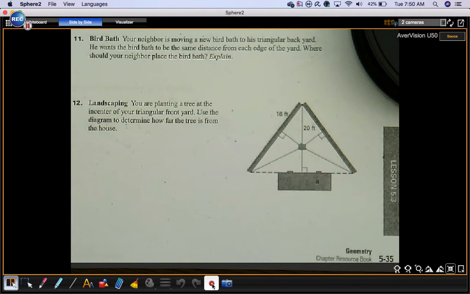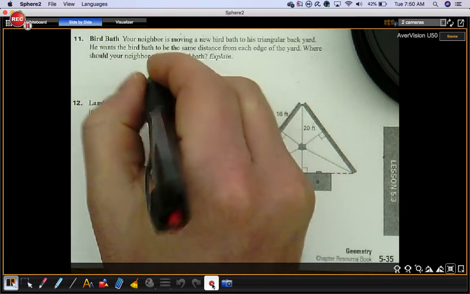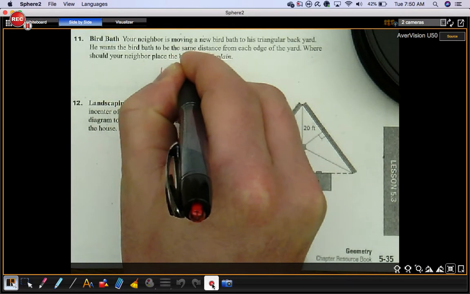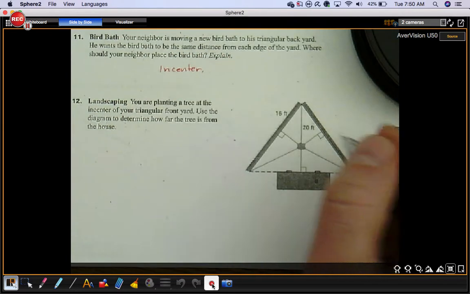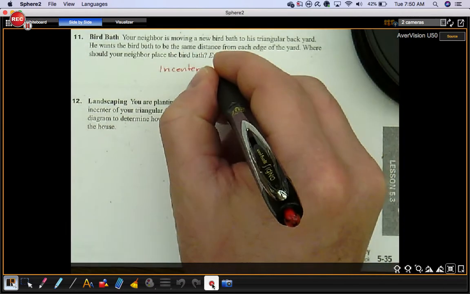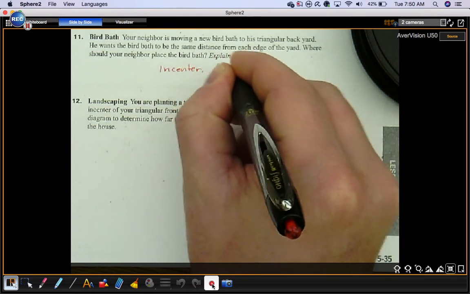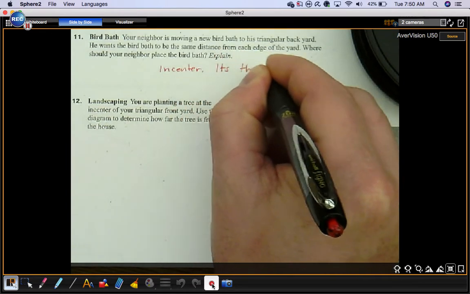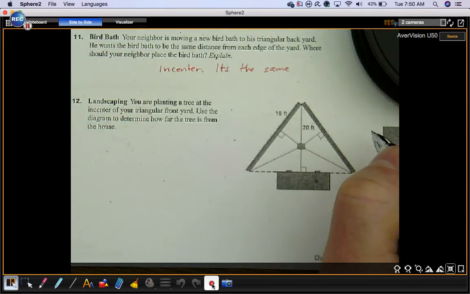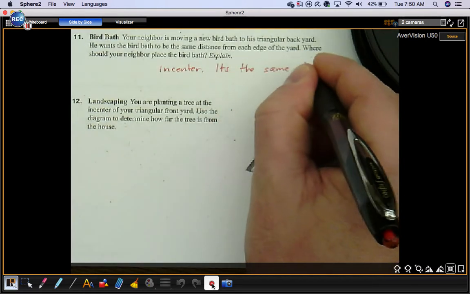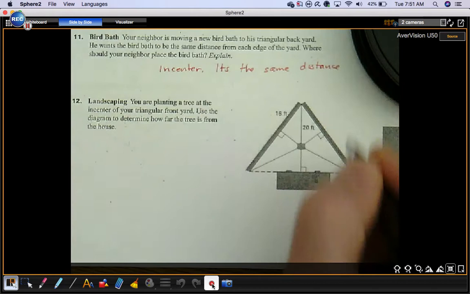Number 11 is about a bird bath. Your neighbor is moving a new bird bath to his triangular backyard. He wants the bird bath to be the same distance from each edge of the yard. Where should your neighbor place the bird bath? Explain. Well, he should put it on the incenter. Why? Because the incenter, it's the same distance from each side.